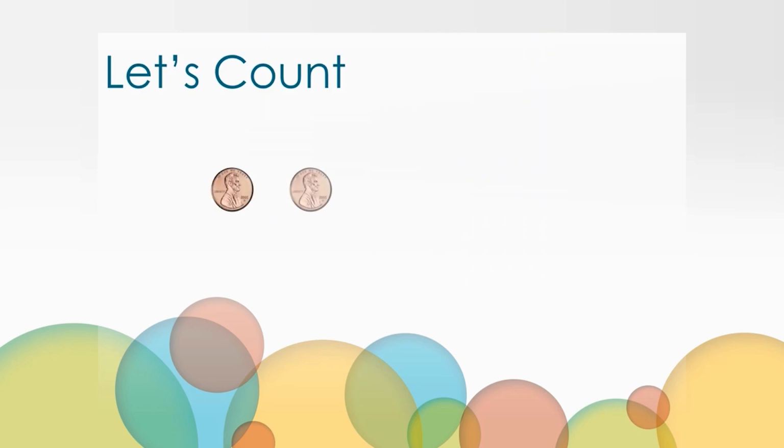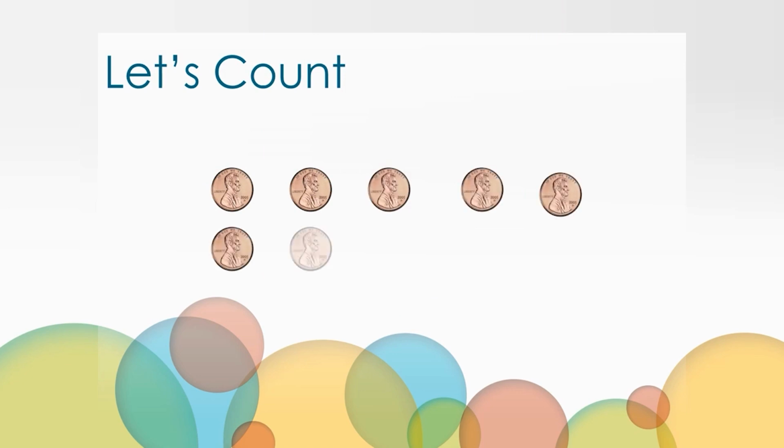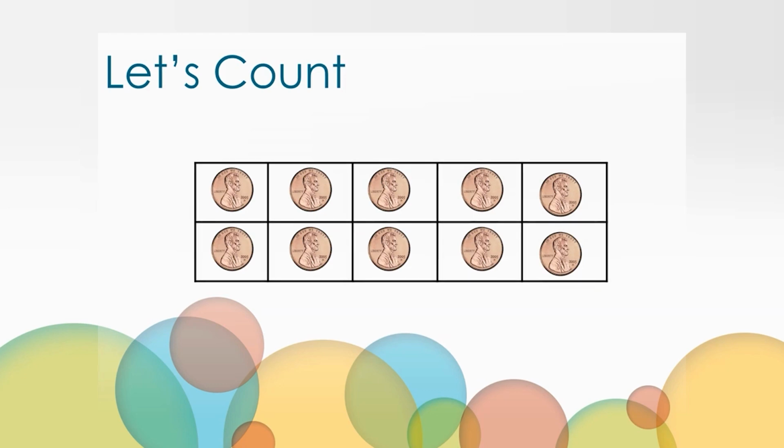1 cent, 2 cents, 3 cents, 4 cents, 5 cents, 6 cents, 7 cents, 8 cents, 9 cents, 10 cents. I'm going to put these in a 10 frame. That was a lot of counting, and we still have a lot of pennies if we count by one. I wonder if we should consider counting by tens, since we had 10 cents here.